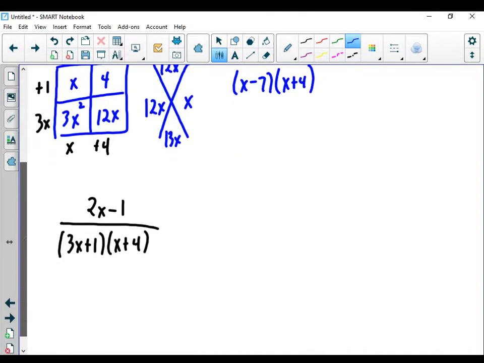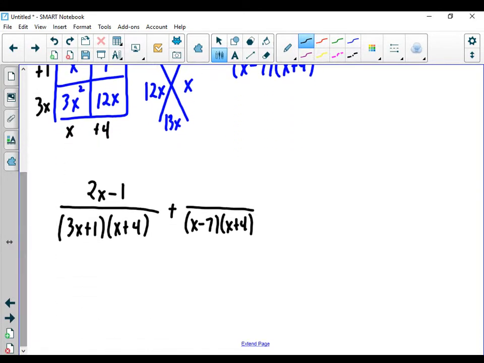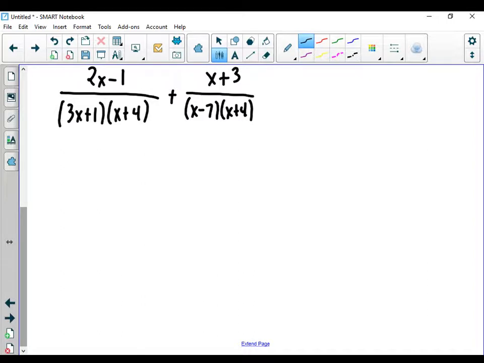So we're going to change this fraction and make that our denominator. So I've got x minus 7 and x plus 4. The original numerator was x plus 3. All right, so a little extra work there because we had to factor those denominators before we did anything else. Now we're back to what we have been doing. Is there a common denominator I can come up with that will allow me to add these two fractions together?